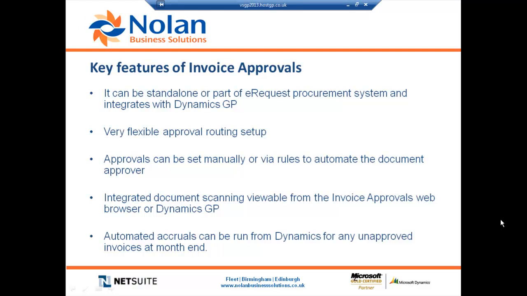This Nolan's module can be standalone or work as part of the eRequest procurement system and integrates directly with Dynamics GP. It's got a very flexible approvals routing setup which can be easily tailored to any company's requirements and structure. Approvals can be set manually or via rules to ensure the correct approver is automatically added to each invoice. It also comes with integrated document scanning and viewable from either the Invoice Approvals web browser or from Dynamics GP. It has automated accruals which can be run from Dynamics for any unapproved invoices at month end.